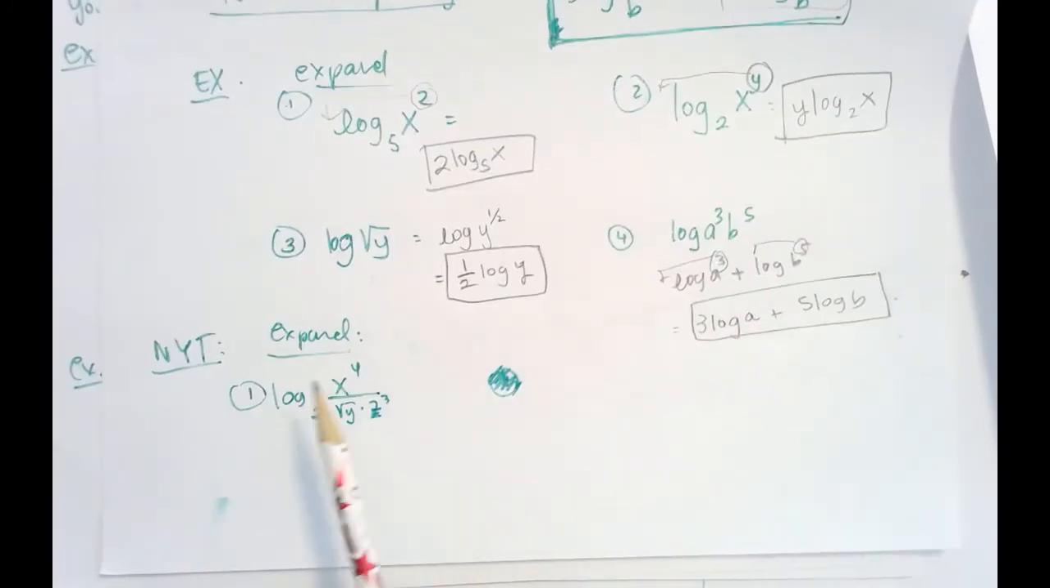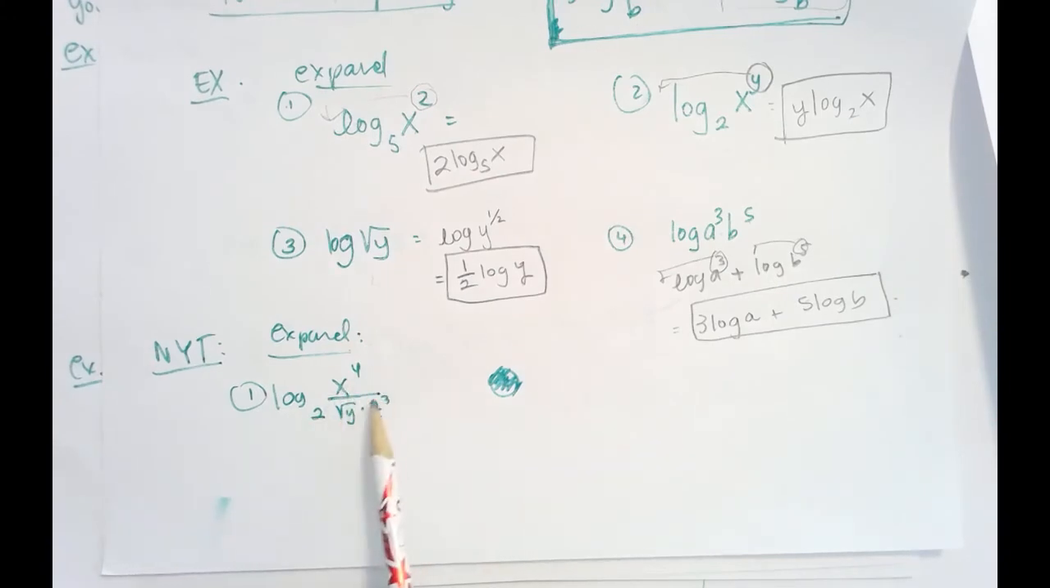Okay, so now you guys try. This is log base 2 of x to the 4th over the square root of y times z cubed. Okay, so I'll give you guys 10 seconds to push pause, and then I will write the solution, and then you guys can go over it.